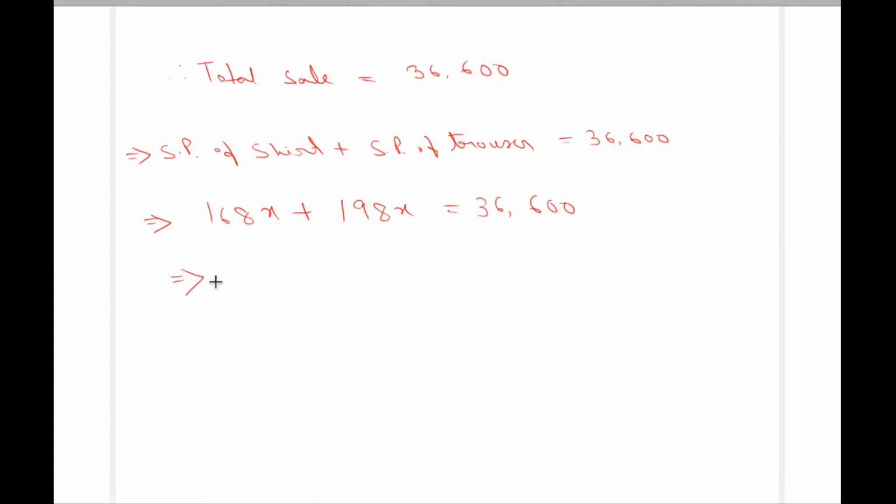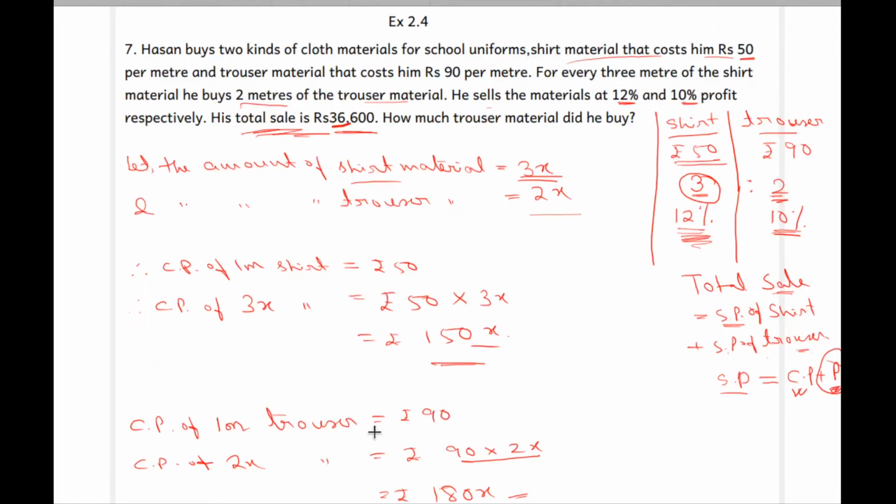So if we add it, we will get here 366x equals 36,600. So this implies x equals 36,600 divided by 366, and this equals 100. Okay, that means our value of x is 100. So the value of x we have got.